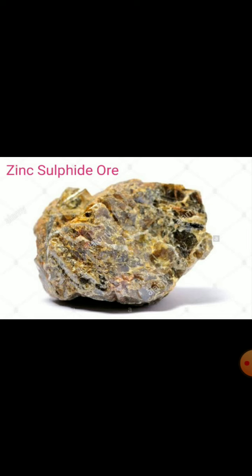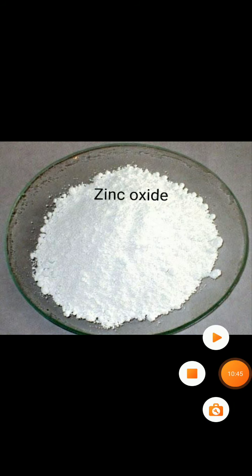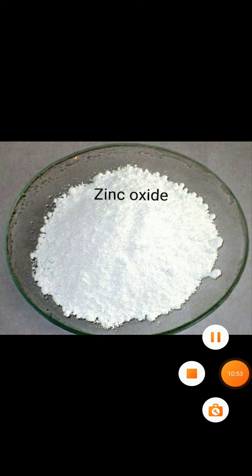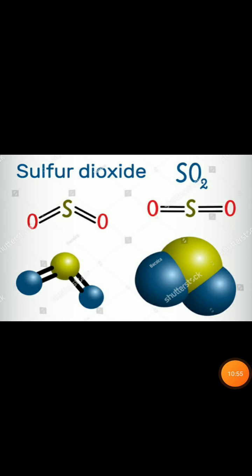So heat is applied in the presence of excess air, then it will be converted into the form of oxide, and as a product zinc oxide will be formed. Also sulfur dioxide gas will be released. So this is an example of roasting.